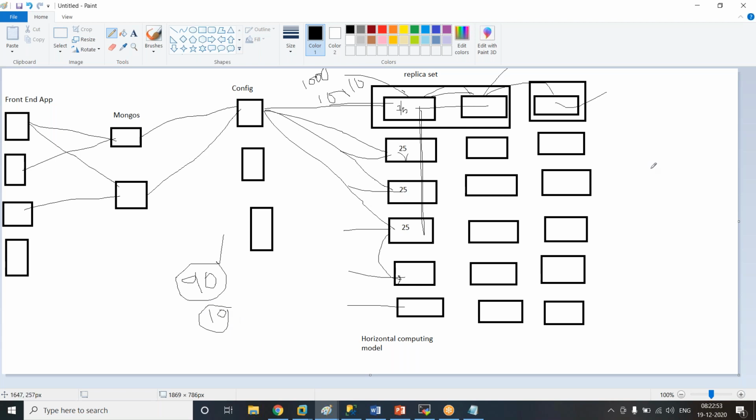So sharding is supported in the community version? Yes, we are running a lot of sharding in community, with large data sets.